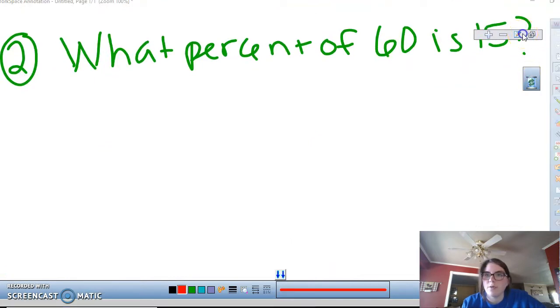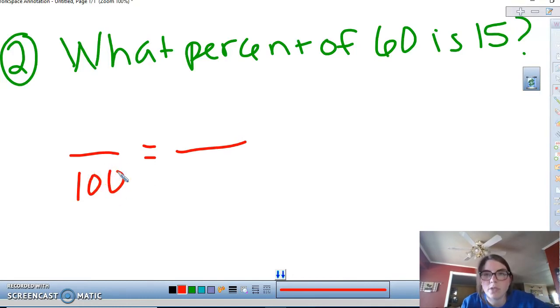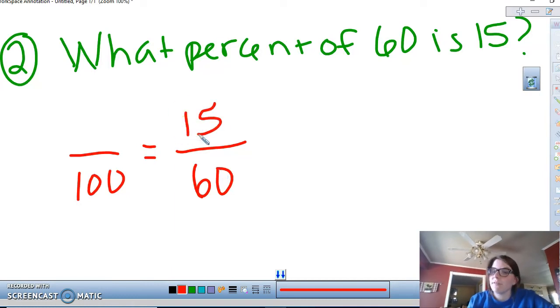Okay, this next question, it says, what percent of 60 is 15? So again, I'm going to draw my two lines. I know 100 always goes in the bottom left, every single time. So now I have to look. I have what percent of 60. So I know of means that it's the whole, so that would go on the bottom right. Is 15. So the is is telling me it's the part. And what I'm looking for would be my P, and that makes sense because it's asking what percent. And we know that P means percent.